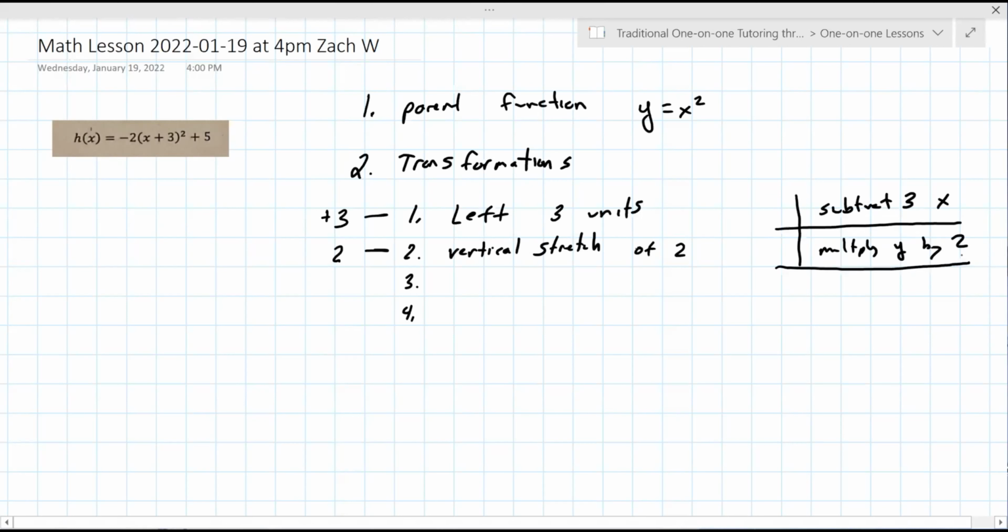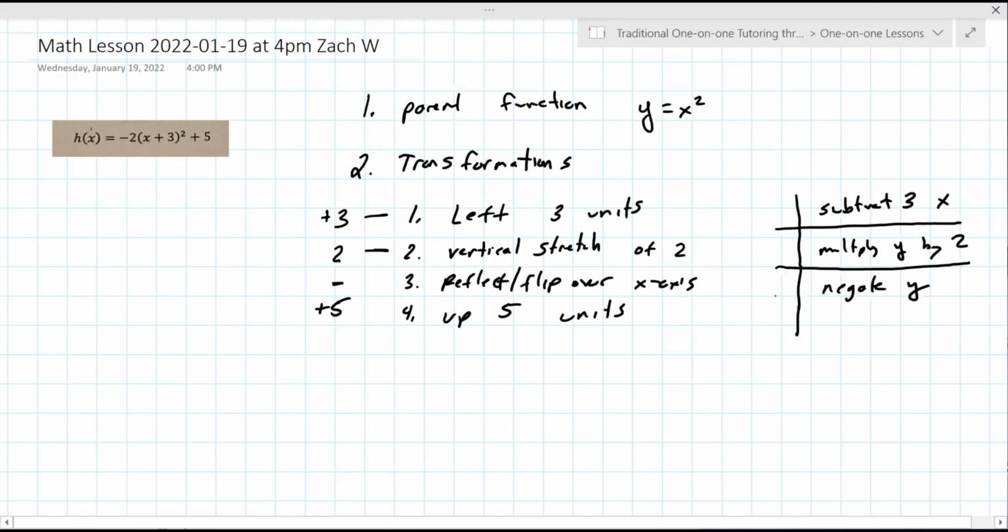All right. The negative is the next one. And that would make the graph flip, right? Yep, reflect or flip over the x-axis. And that affects the y value. So you can say negate y. And then I guess we'd also have to move up vertically 5 units. Yep, up 5 units. And again, that affects y.